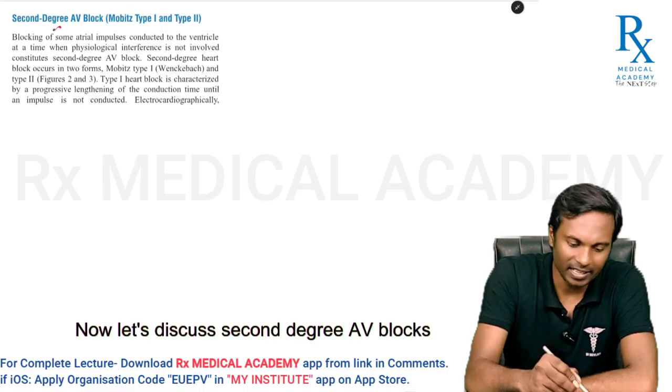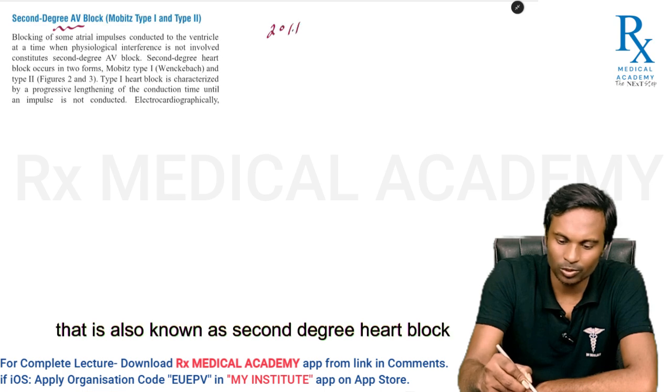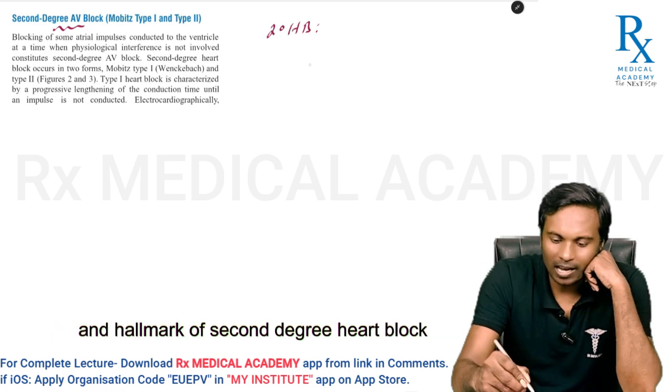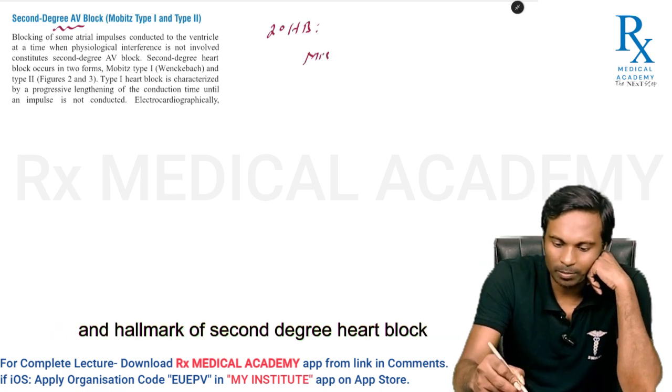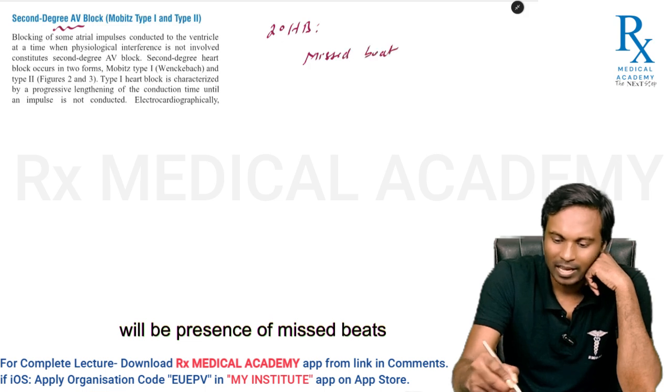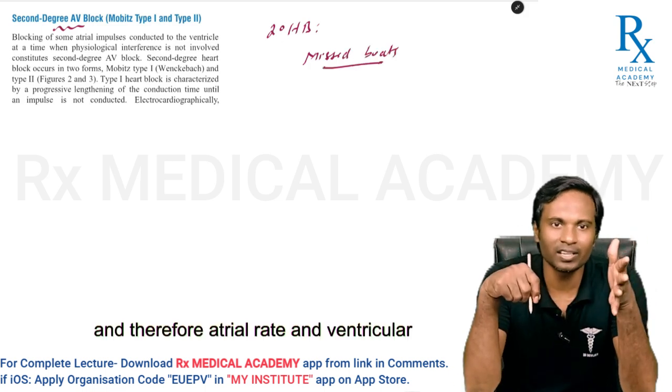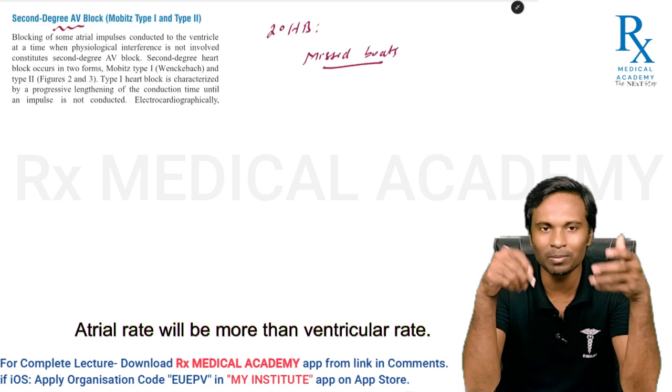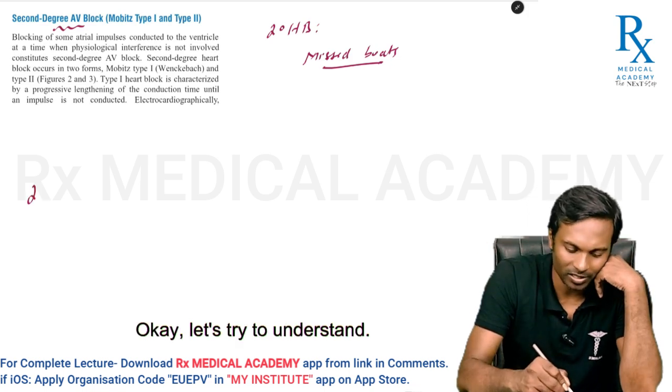Now let's discuss second degree AV blocks, that is also known as second degree heart block. And the hallmark of second degree heart block will be presence of missed beats. And therefore atrial rate and ventricular rate will not be equal. Atrial rate will be more than ventricular rate. Okay, let's try to understand.